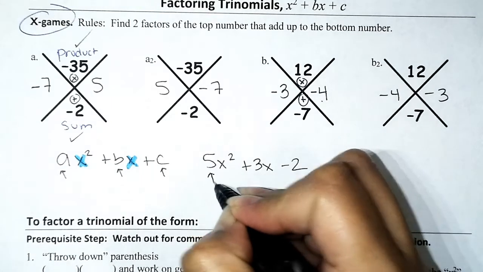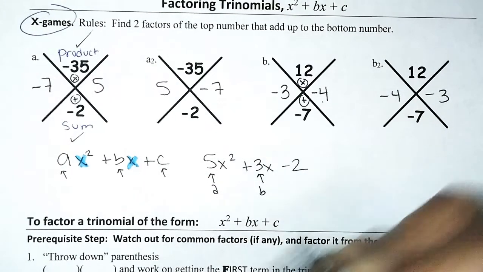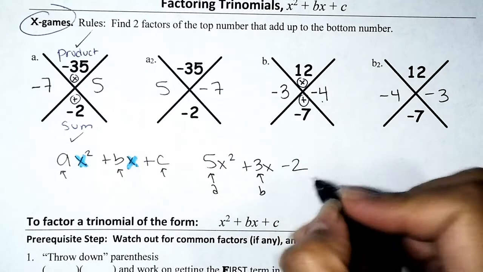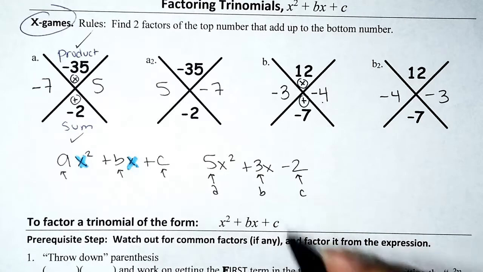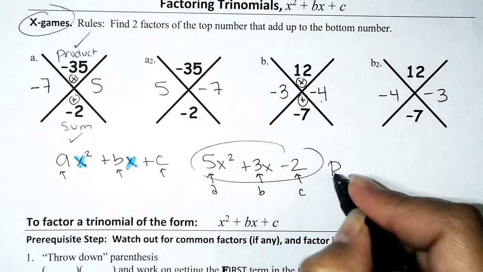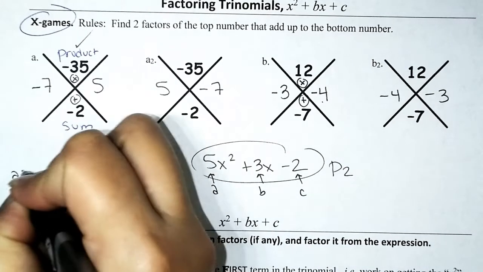In this case, the leading coefficient is 5. That's our A. The coefficient of the middle term is 3, so that's our B. And the constant term is negative 2. That's our C. We are going to save these kinds of problems for part 2. For part 1, we are going to look at the case where A equals 1.